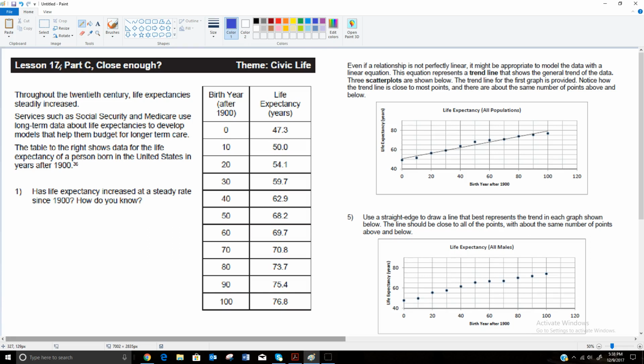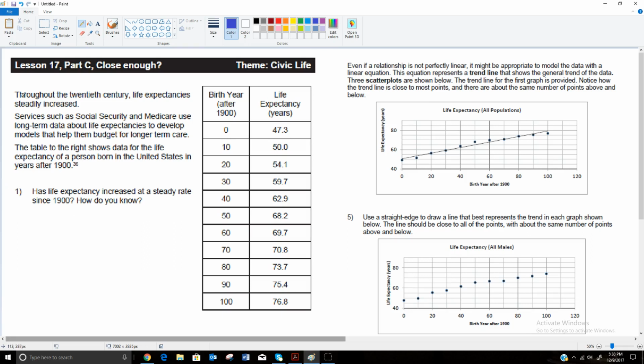So in 17C, we're going to look at relationships that aren't perfectly linear, but that are close to linear. So it's entitled Close Enough. We're going to look at data where it goes up in a somewhat linear fashion, but the points won't fall all exactly on a line like they did with our past examples.